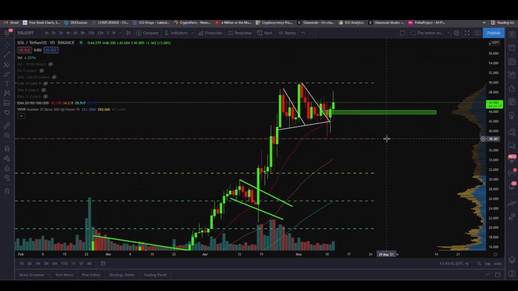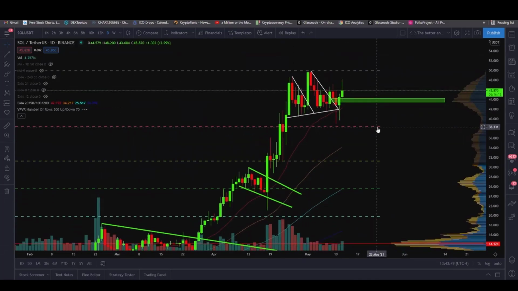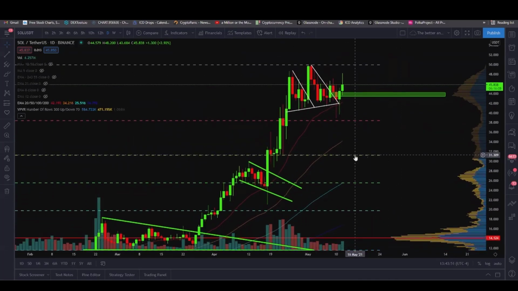In terms of pullbacks, where I'm looking at for Solana, $38. Not a lot of sideways price action, but a bit here on the daily. We have a fib level, 0.236 right there. And then aside from that, I think $31 to $26 becomes far more realistic because that's where a lot of volume starts to build up, a lot of sideways price action starts to build up, and we have fib levels there also acting as support. So those are some of the major things I'm looking out for with Solana.